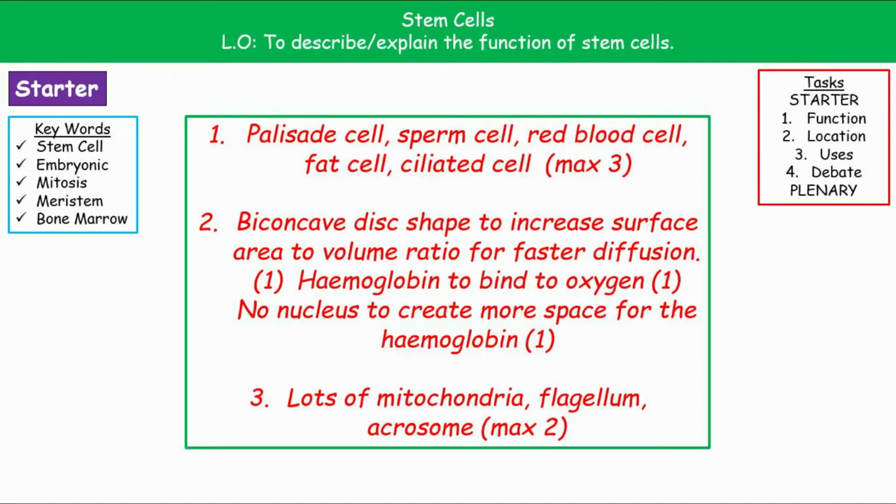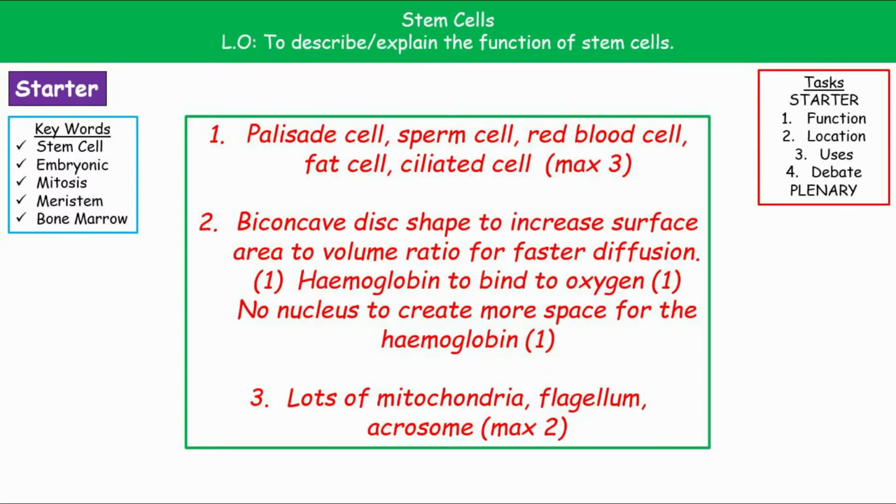Number 2, we had to explain 2 of these features. Now, where it's an explain question, that means we need to say what the feature is and how it's actually helping the red blood cell. So to get the mark, you've not only got to say what the feature is, but how it helps. So biconcave disc shape to increase surface area to volume ratio for faster diffusion. That's just worth 1 mark. Hemoglobin to bind to oxygen is 1, and no nucleus to create more space for the hemoglobin, also 1.